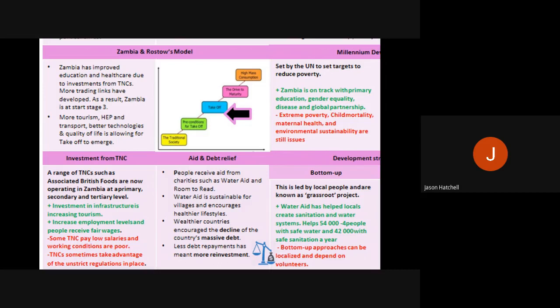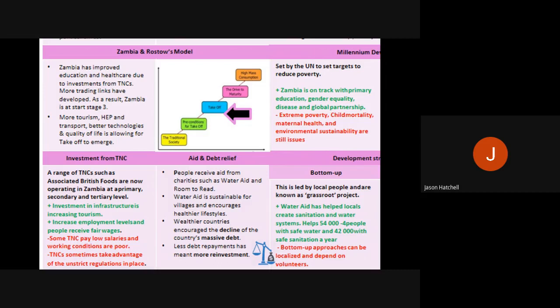Also, as I mentioned before, it increases the employment opportunities. So they provide employment at a primary, secondary, and tertiary level, which means there's lots of jobs for lots of different types of work. That's a good thing. And it also means that people start to receive a bit of a fair wage for the work that they do. So they're really, really positive aspects of an investment of a TNC like Associated British Foods in Zambia.